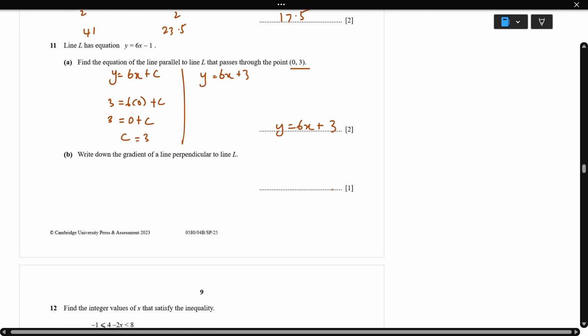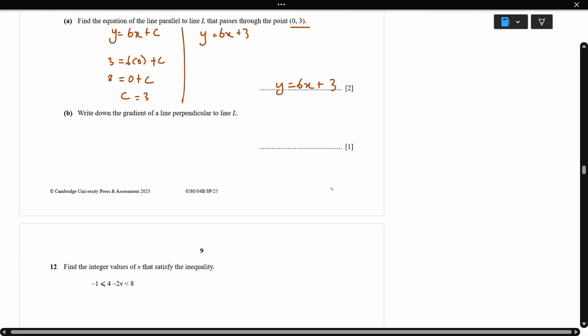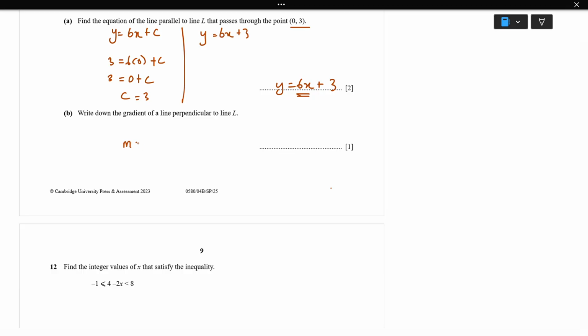The next question, write down the gradient of the line perpendicular to L. Here the gradient is 6. Perpendicular means negative reciprocal. So the gradient is equal to negative 1 over 6. That is the answer. Negative 1 over 6 is the gradient.